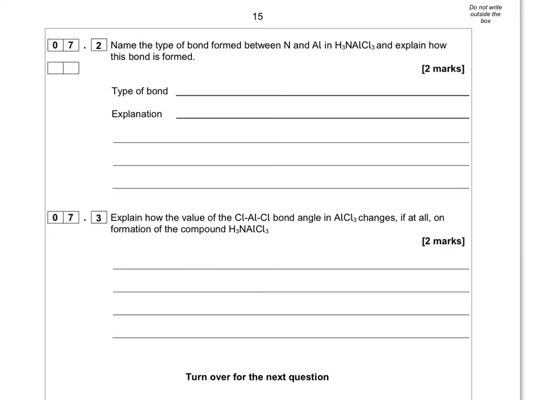Name the type of bond formed between the nitrogen and the aluminium in that molecule, and explain how this bond is formed. So if you didn't get your structures right, this is going to be a little bit tricky. So we know we've got ammonia with a lone pair there, and we've got aluminium with only 3 pairs of electrons in its outer shell. So this is going to form a dative covalent bond.